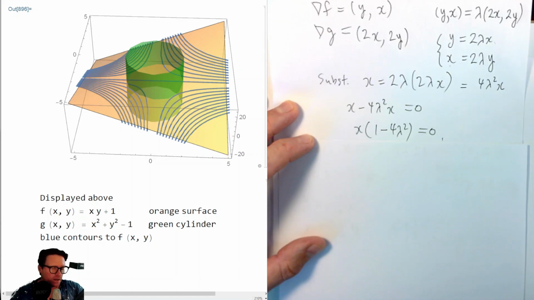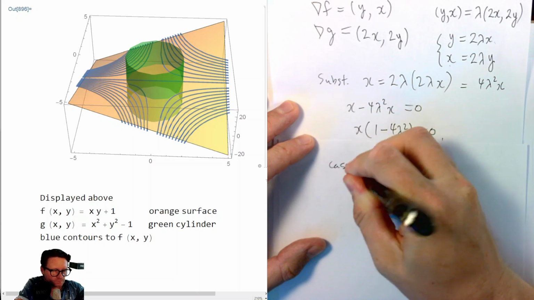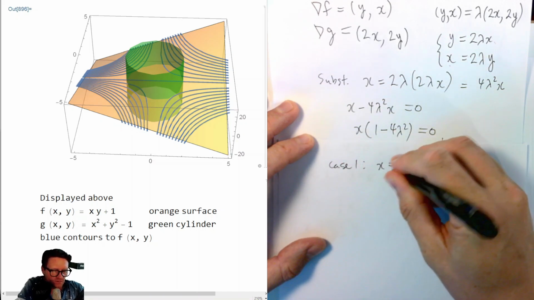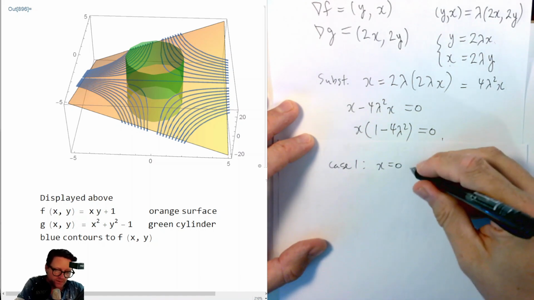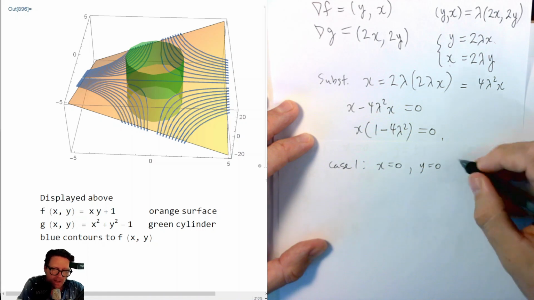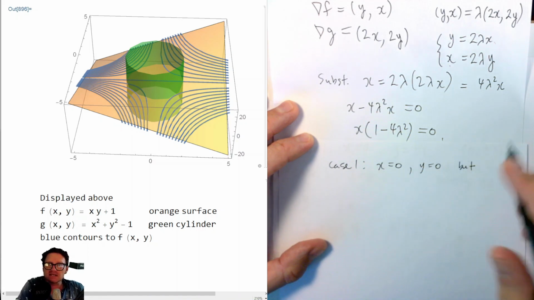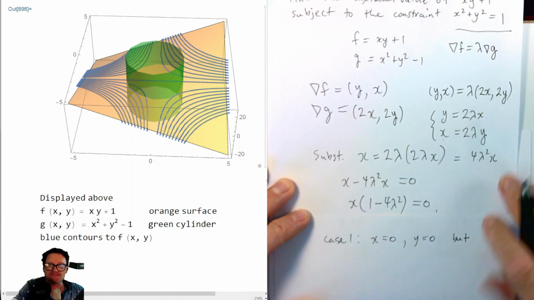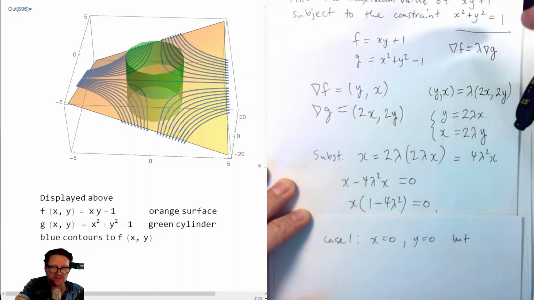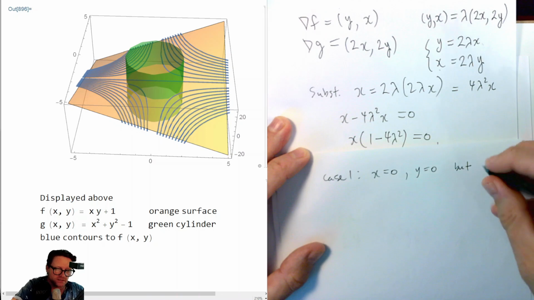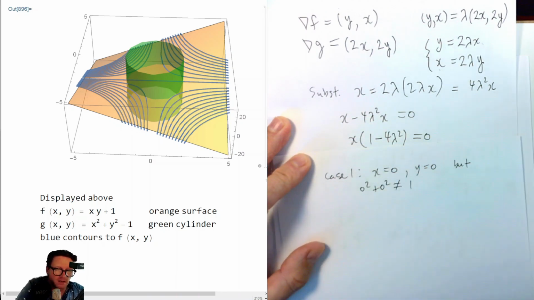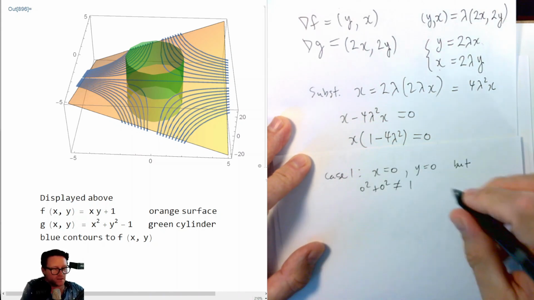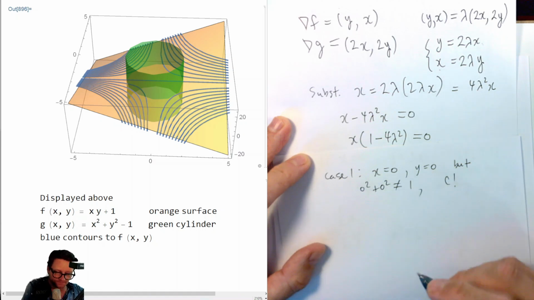Okay, so case 1, x could be equal to 0. And so if x is equal to 0, just looking at those, we would have to have y equal to 0 also. But considering the constraint up here, 0 there and 0 there, 0 does not equal 1. So it doesn't satisfy the constraint, so this solution is no good. Okay, so we'll say contradiction.